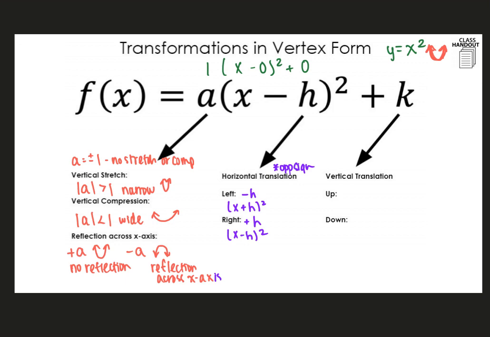The last value we look at is k, and that's going to be a vertical translation. So that's going to be the same sign. We know that k translates up when we have a positive k, and down when there's a negative k. And it's the same sign as whatever it is in the equation.